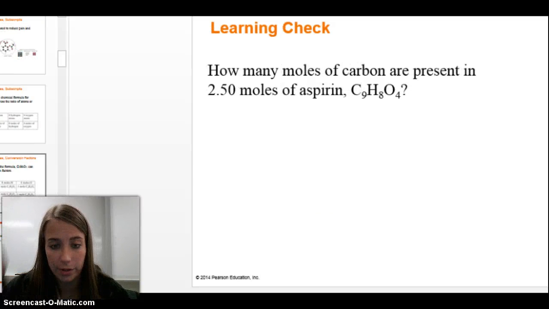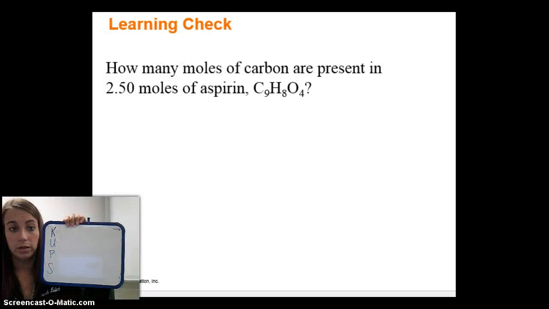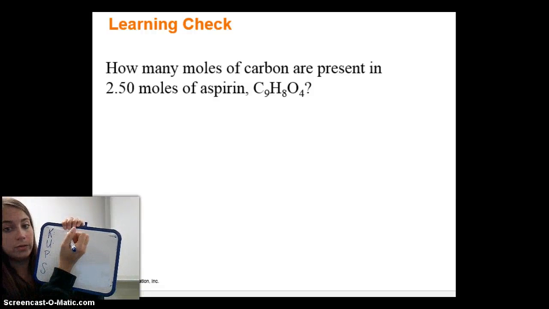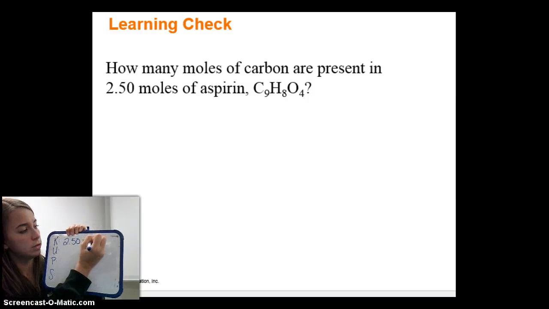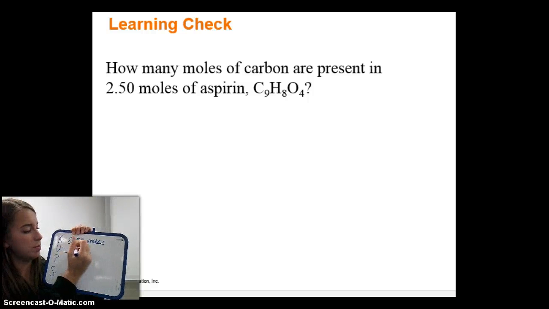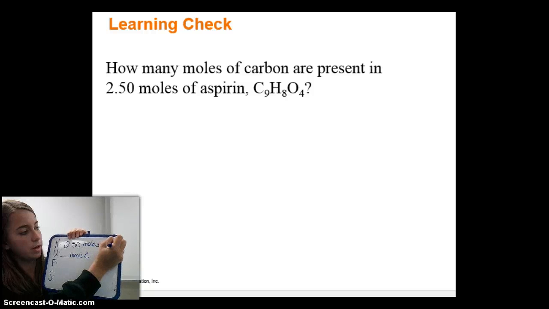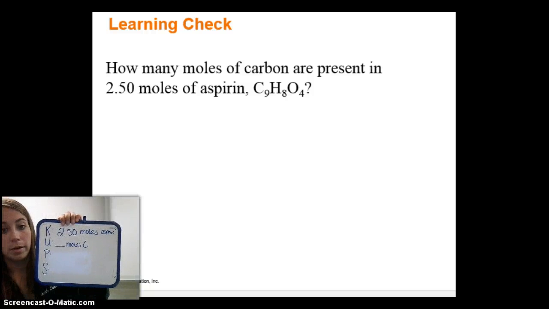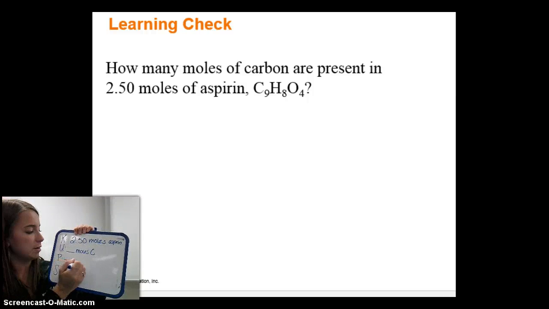So let's use that and figure out how many moles of carbon are present in 2.5 moles of aspirin. Okay, so starting with our cups, we know that we have 2.5 moles of aspirin. 2.50 moles. They want to know how many moles of carbon. So I'm looking for how many moles of carbon. Write aspirin up here. My plan, I need to figure out the conversion factor between a mole of aspirin and a mole of carbon. So I want the moles of aspirin in the bottom.